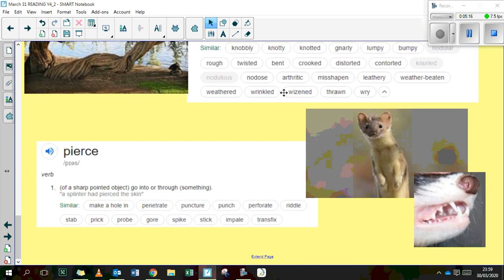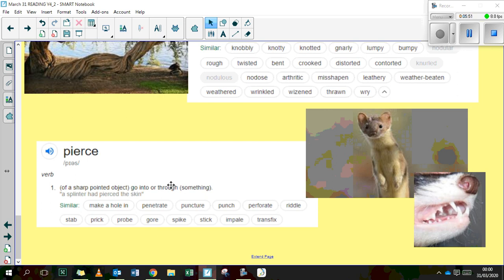If we scroll down here, so pierce is a verb. This is Mousetrap. So Mousetrap is a weasel. And this is a picture of a weasel here, and a weasel's sharp teeth, and you can see the sharp claws. So Mousetrap, who is on Yanka's shoulder, is now piercing her shoulder with his claws. So pierce means to make a hole in something, to penetrate or puncture it, perforate it. So it's stabbing in, the claws are stabbing in.